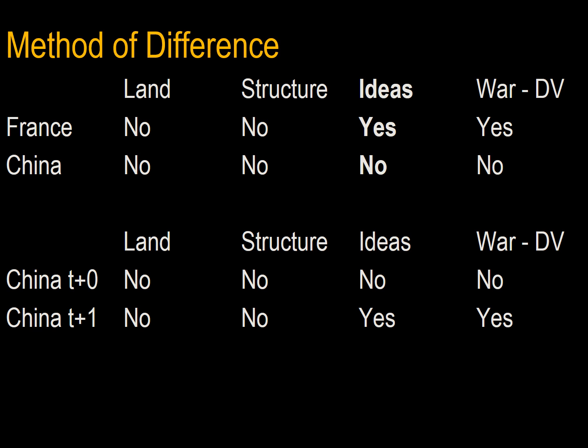For example, you could also have China at time zero versus China at time one. Again, you can look at land being a cause of war and structure. And again, you notice that ideas explain the variation, why China was at war at one period and was not at war at another period. And again, the method of difference is a technique used to isolate the variable that is the actual cause from the multitude of other variables.